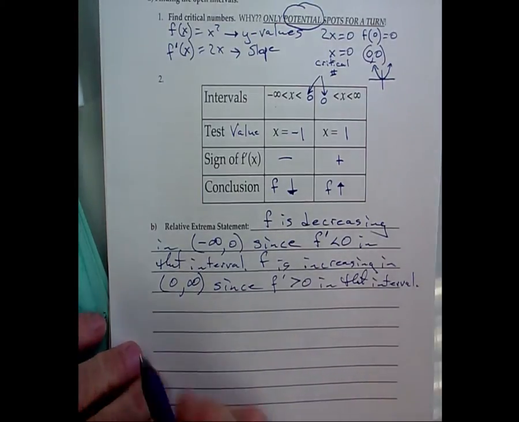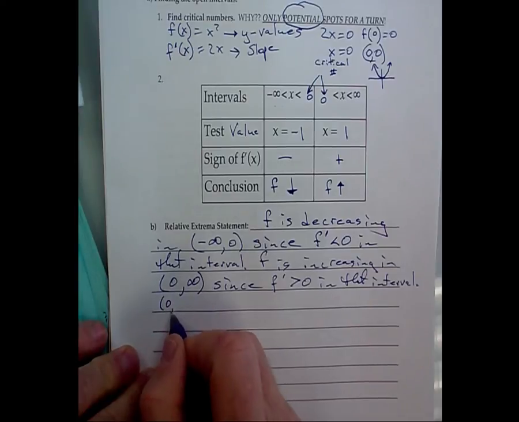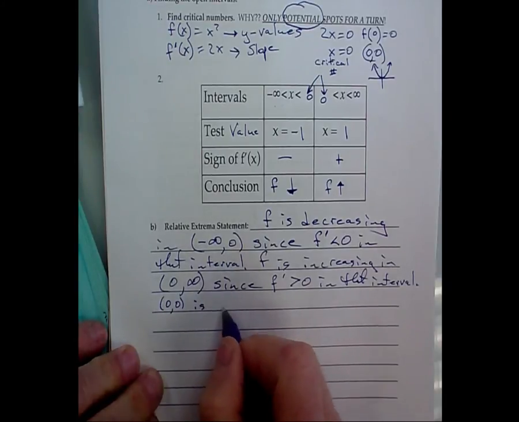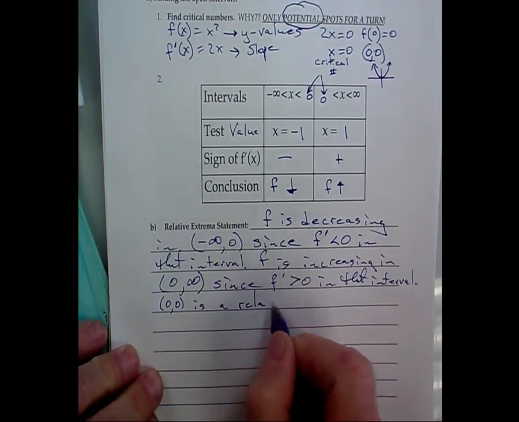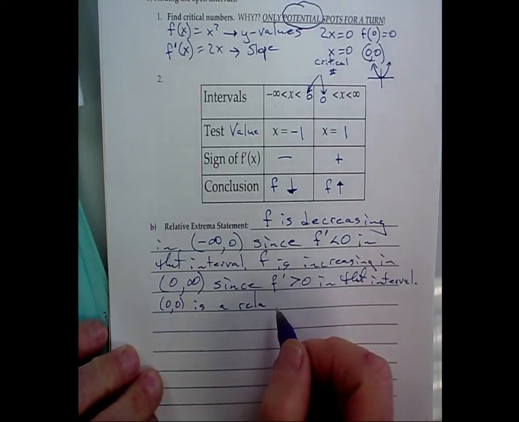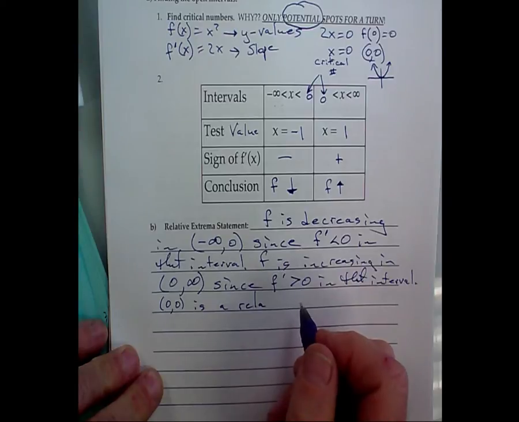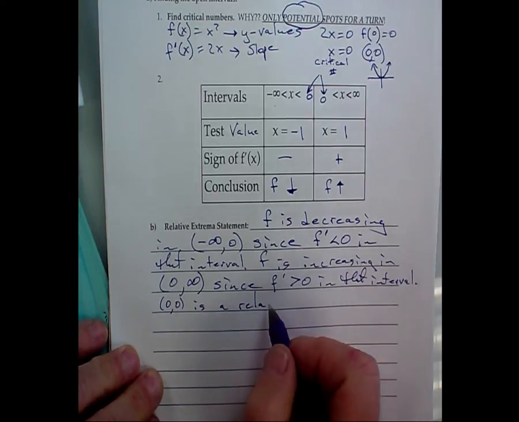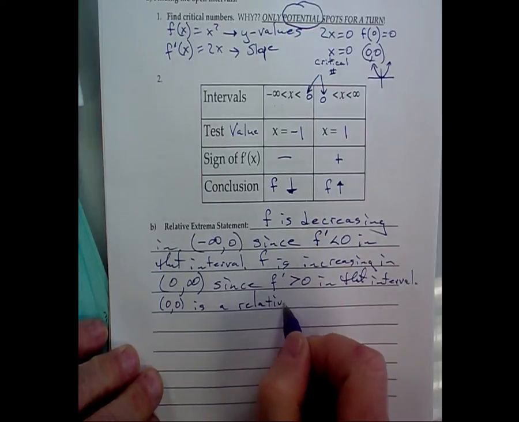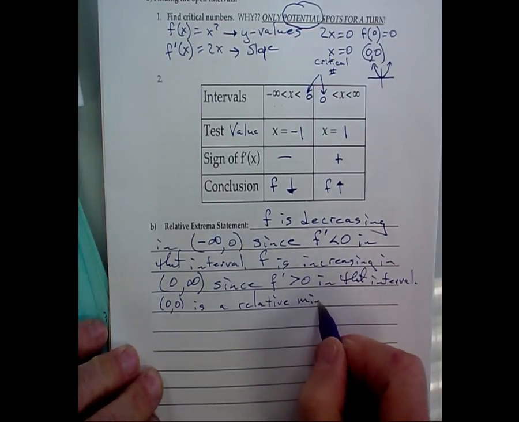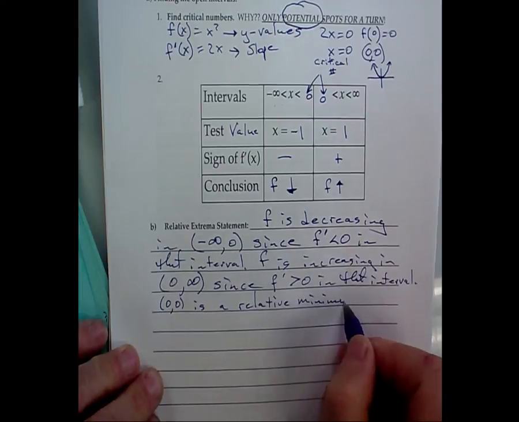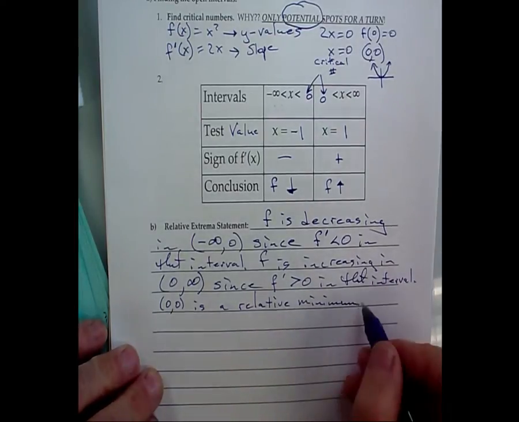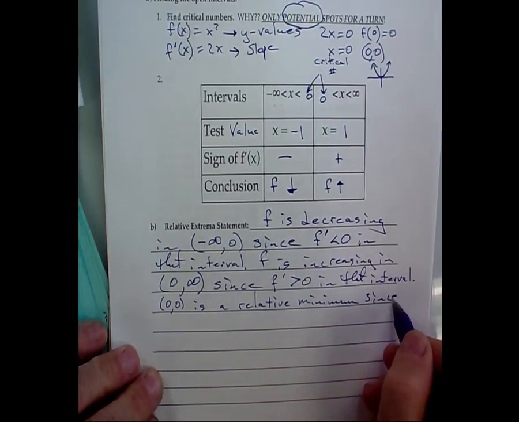Justin, 0, 0 is a relative minimum. Now you could argue it's an absolute minimum, right? But since it's an open interval, we're going to say relative minimum because it's less stuff to write. A relative minimum since what, Justin?